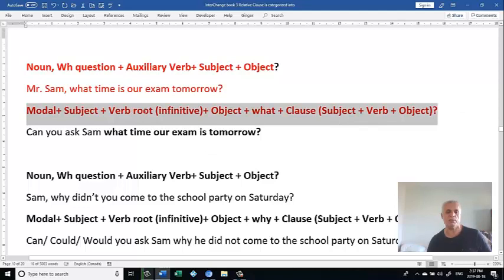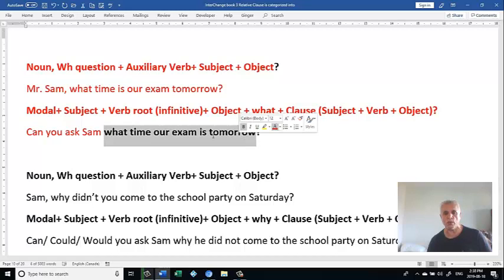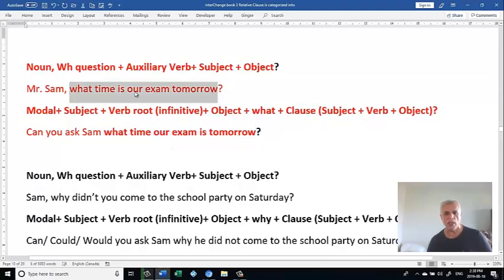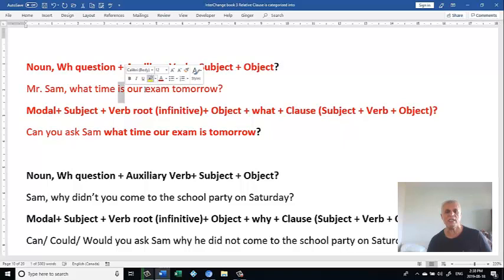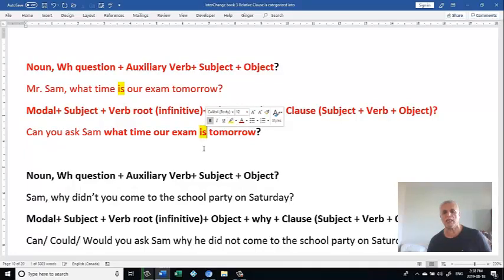If we look at the sentences, the differences between this and this. Can you ask Sam what time our exam is tomorrow? The differences between this part and this part. If you look at the two parts, the position of the auxiliary in the first sentence and the position of the auxiliary in the second sentence, we make it an indirect question.